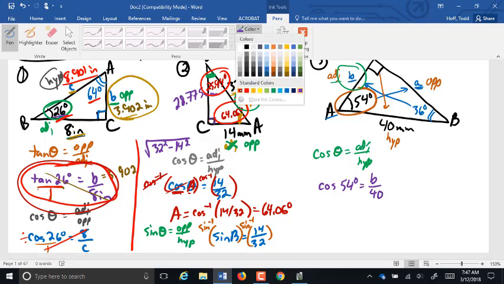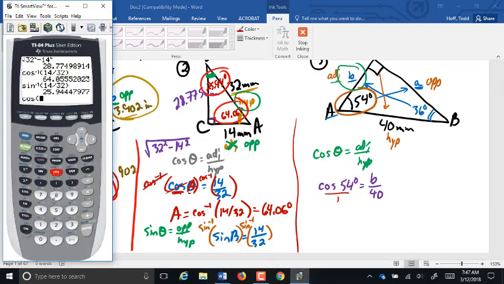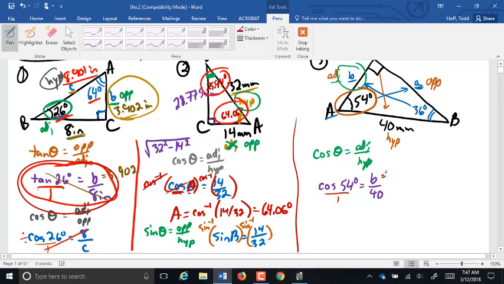Am I looking for an angle or a side? Side. So I'm going to make this a proportion, put it over 1. So cosine of 54 degrees times 40 divided by 1 is 23.511. So this is 23.511 millimeters.